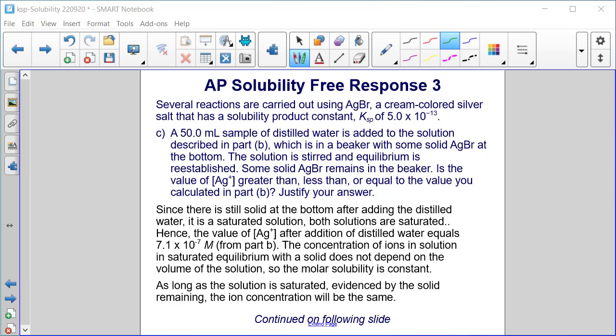The concentration of ions in solution in saturated equilibrium with a solid does not depend on the volume of the solution, so the molar solubility is constant. As long as the solution is saturated, evidenced by the solid remaining, the ion concentration will be the same.